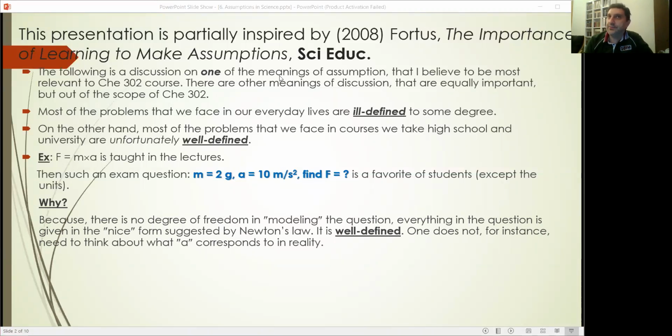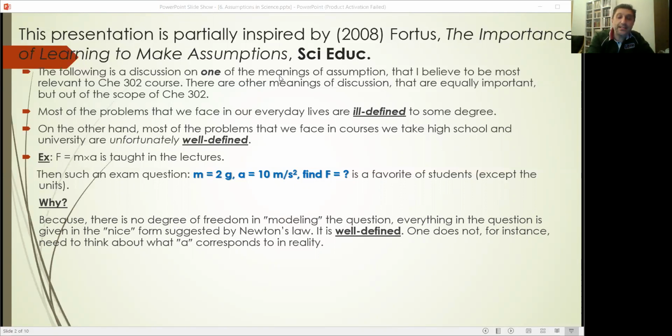The equation is given to you. F is equal to m times a. You don't need to think about what m essentially corresponds to in real life, or what a corresponds to in real life. You just multiply those two values, and whatever that F is, it is found very easily. And what is asked is also very, very straightforward.